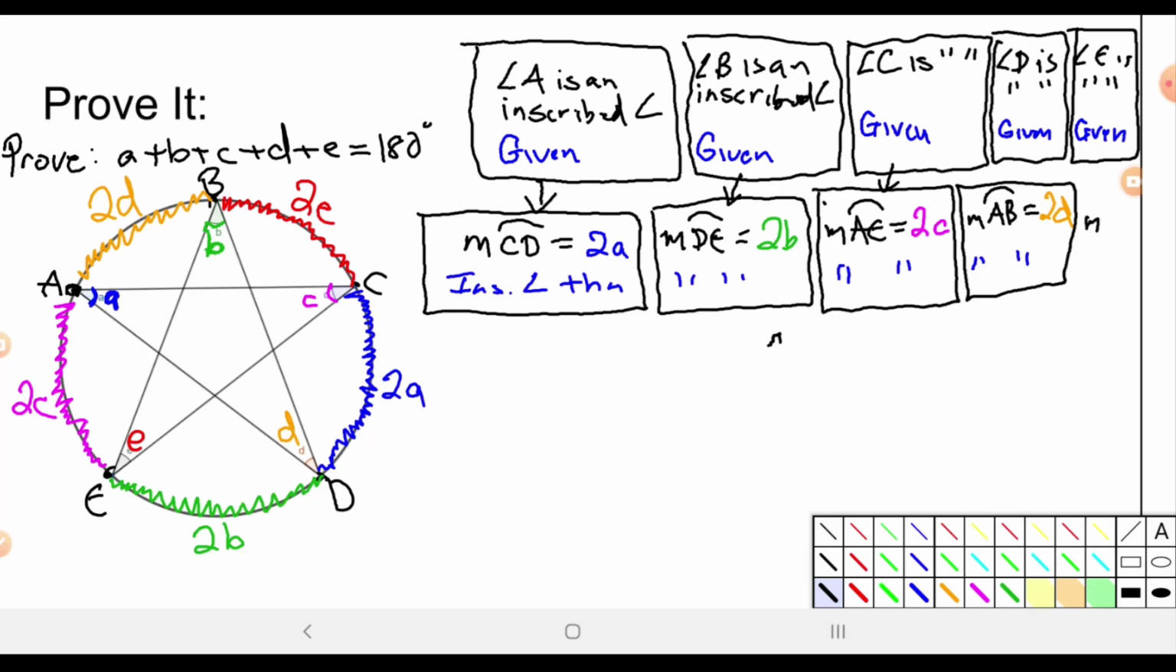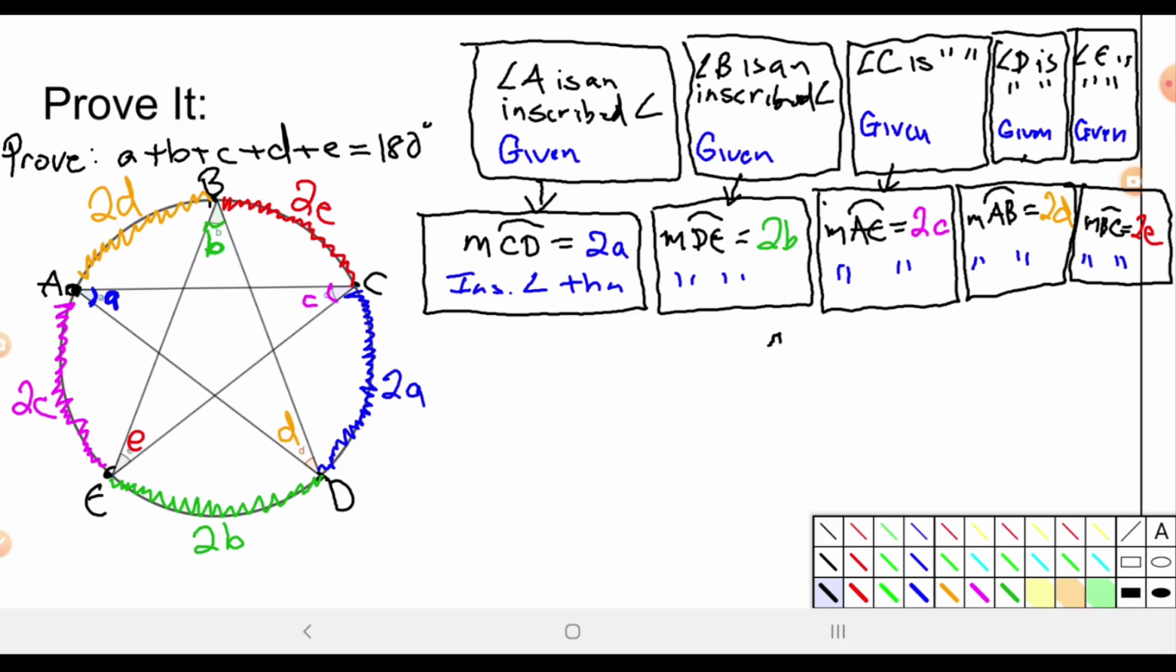So the measure of arc, we're getting smaller and smaller. We keep running out of room. BC equals 2E. So doubling that value. All right, and the reason is going to be the same reason, inscribed angle theorem. A lot of times this happens where you use the same reason over and over for each problem.